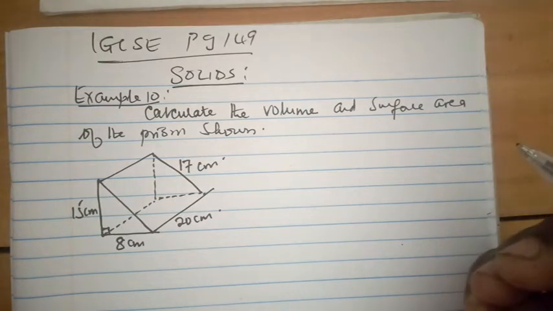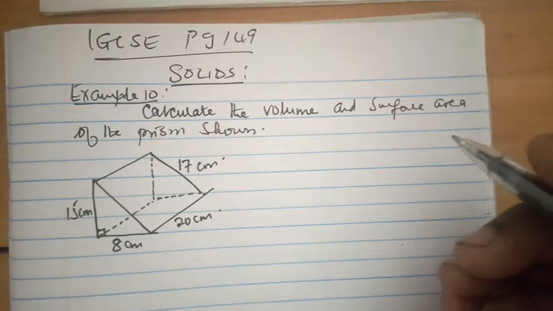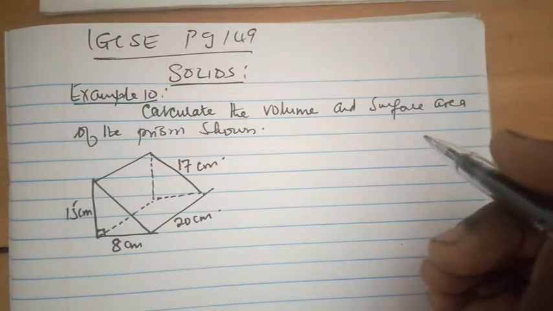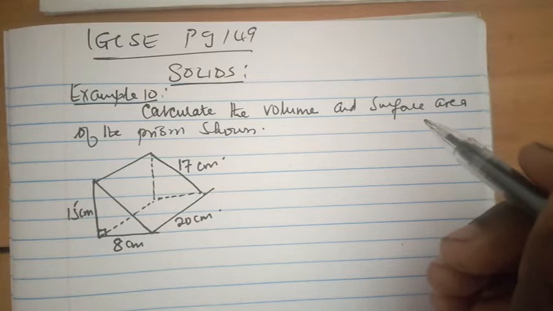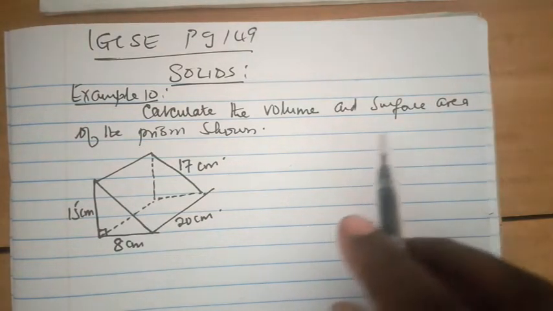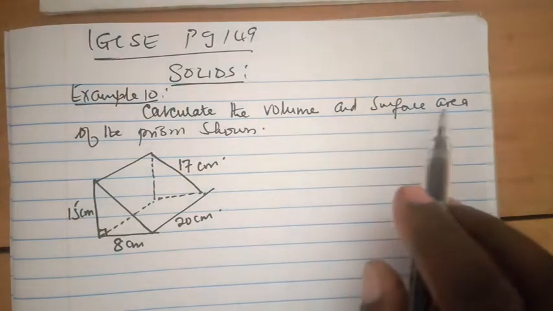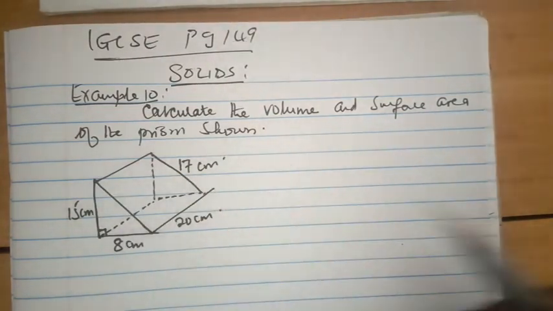And in this video, I want to extend some explanation on the solids. And we have example 10 on page 149 of IGCSE asking us to calculate the volume and the surface area of the prism shown.